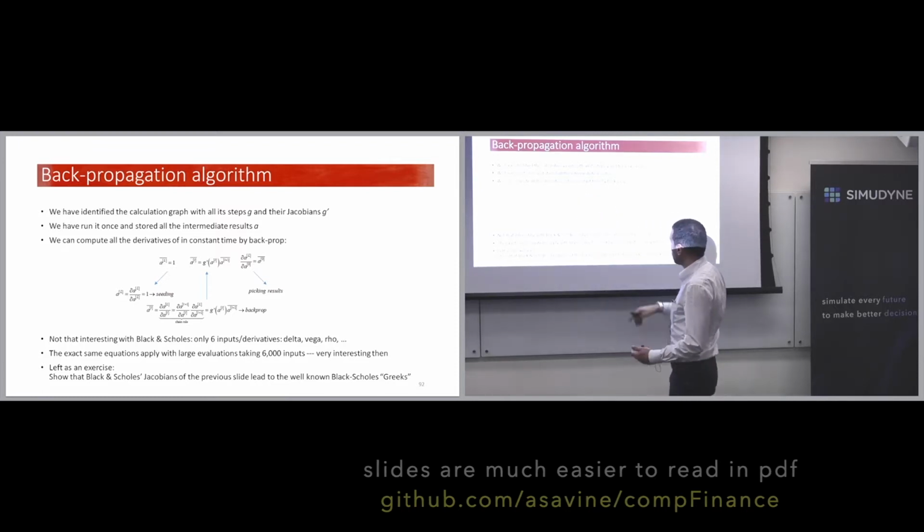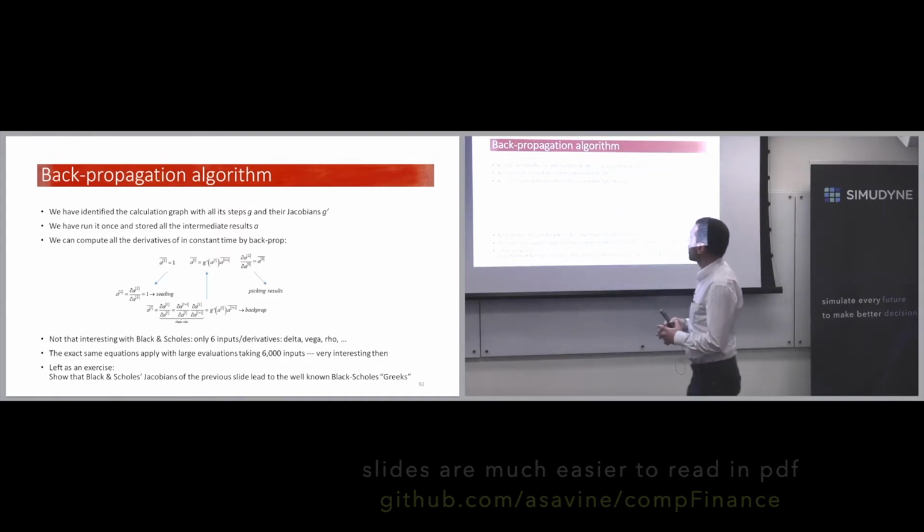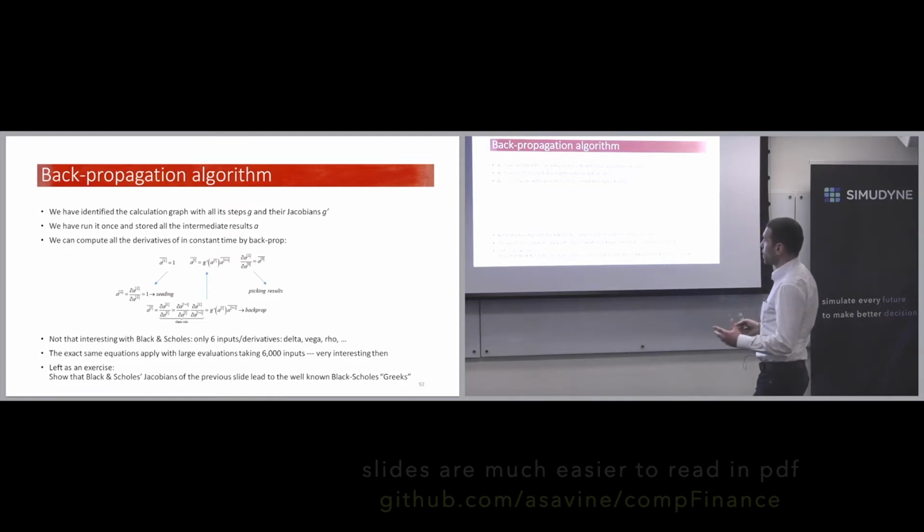And finally, I can pick my results just by saying that the sensitivity of a final result to every element in the input layer is the adjoint of that element by definition.